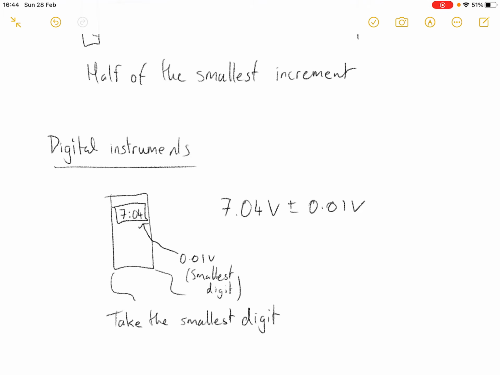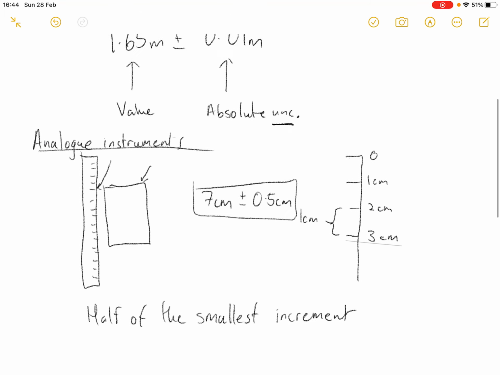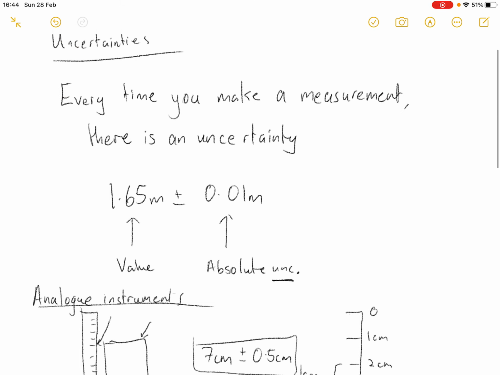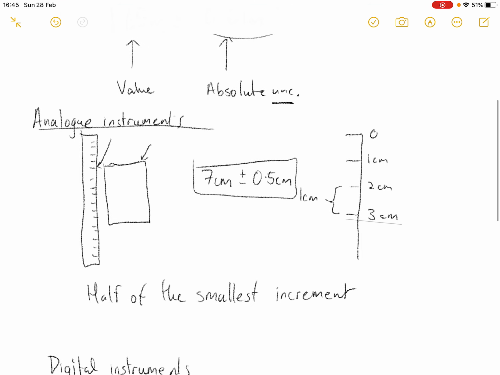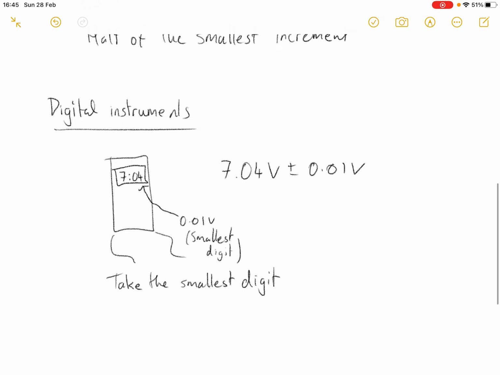Okay, now this comes up quite a lot. Every time you make a measurement in your IA or in any situation like this, you're going to need to state the uncertainty. Okay, it's vital for your IAs. There's a whole part of it that requires you to do this. Okay, so that's the definition with the absolute uncertainty. How to get the uncertainty when you're measuring with an analog instrument and with a digital instrument.